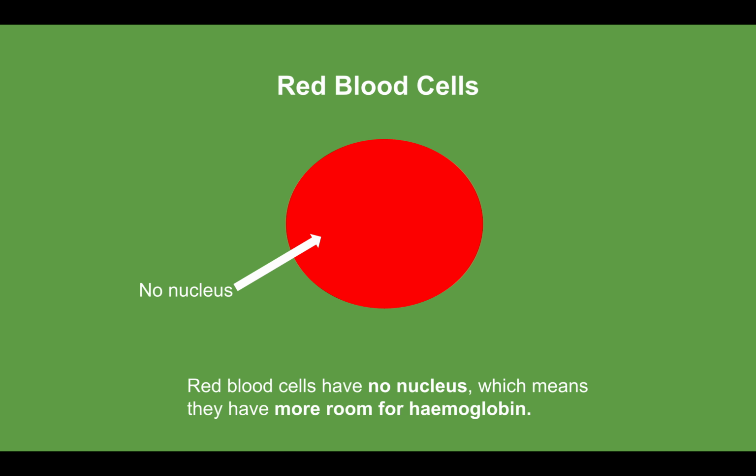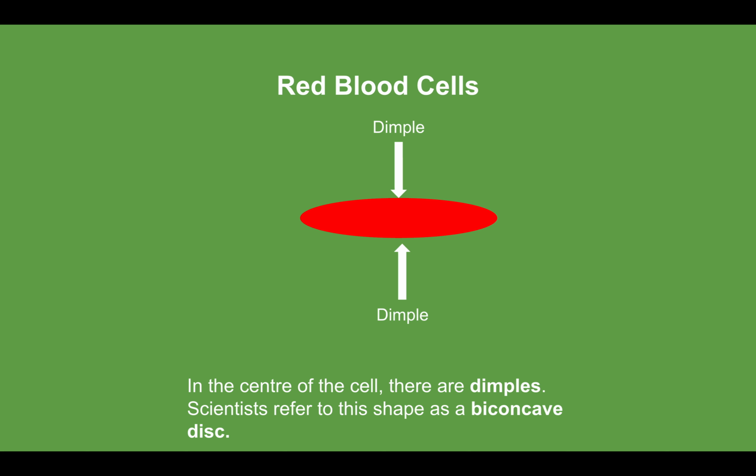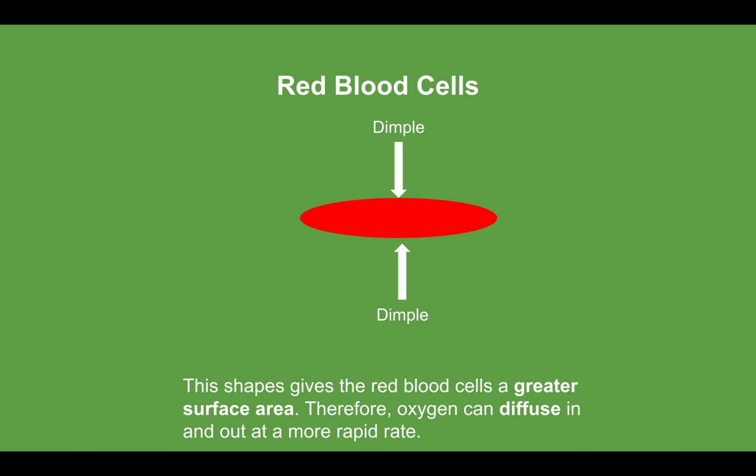Shown here is a red blood cell. We're going to now talk about the adaptations that red blood cells have to allow them to carry this oxygen around the body. First of all, they don't have a nucleus, and this means that they have more room to carry hemoglobin. In the center of the cells, there are dimples, and scientists refer to this shape as a biconcave disc. This shape allows the red cells to have a greater surface area, therefore allowing oxygen to diffuse in and out at a more rapid rate.